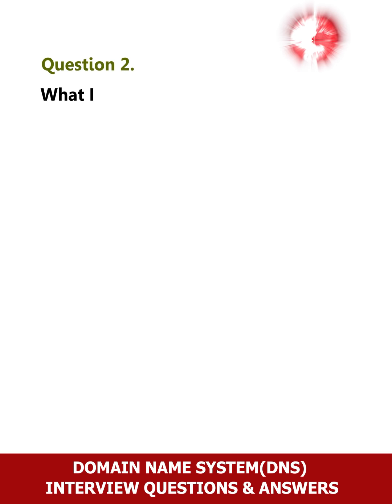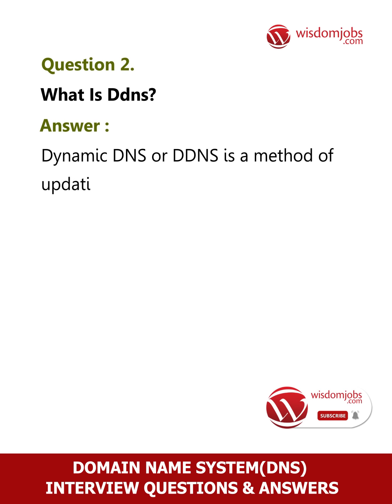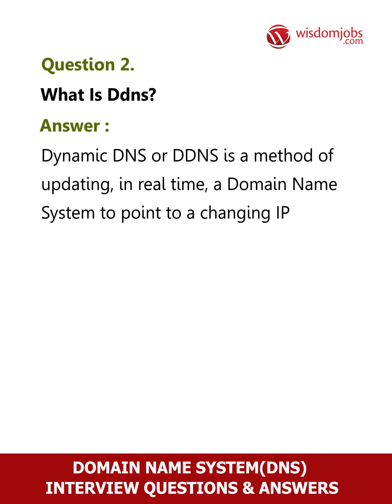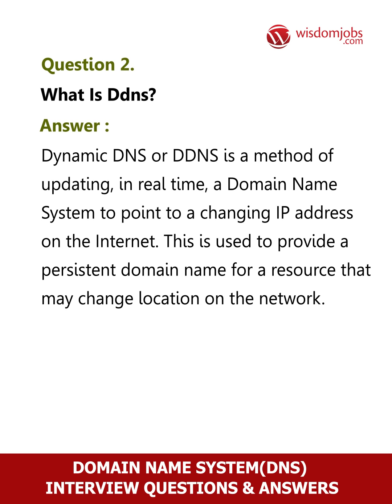Question 2. What is DDNS? Answer. Dynamic DNS or DDNS is a method of updating, in real time, a domain name system to point to a changing IP address on the Internet. This is used to provide a persistent domain name for a resource that may change location on the network.